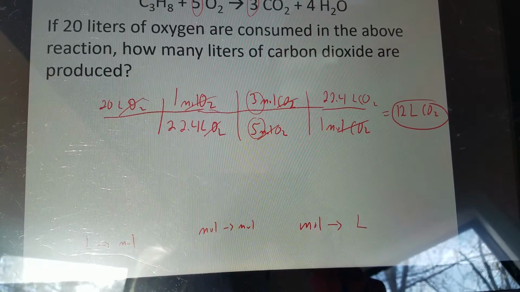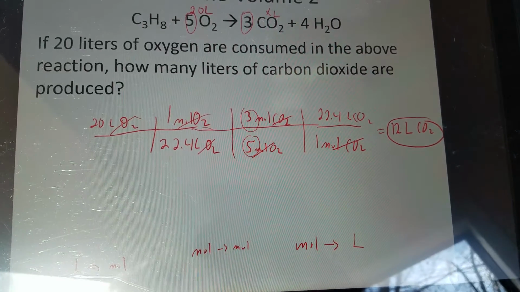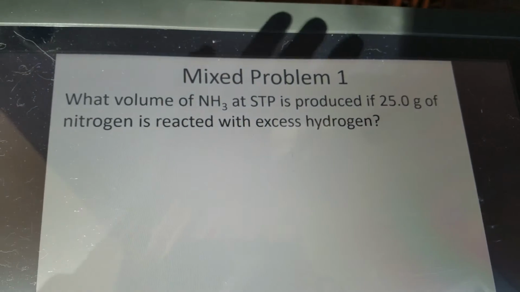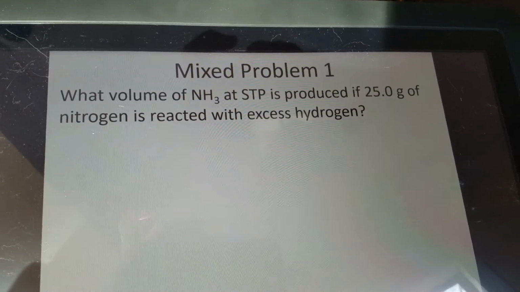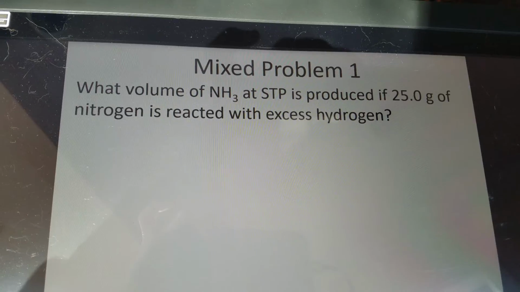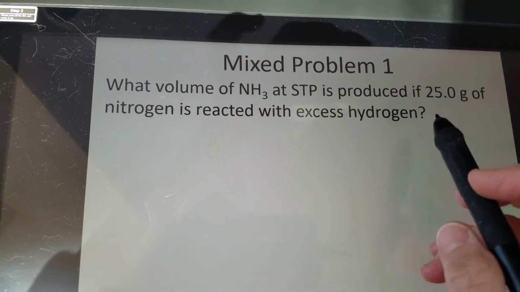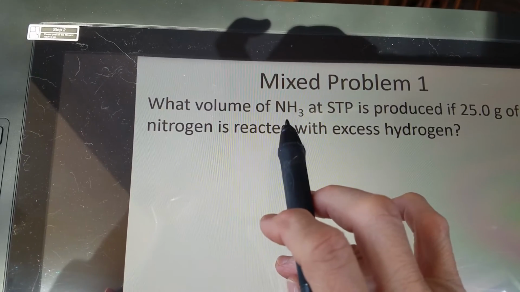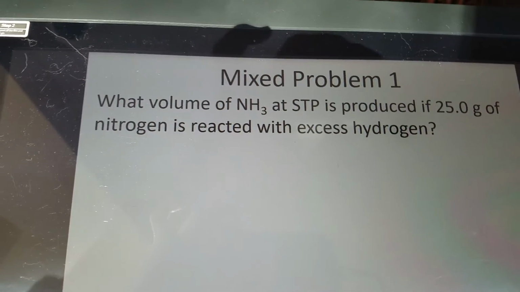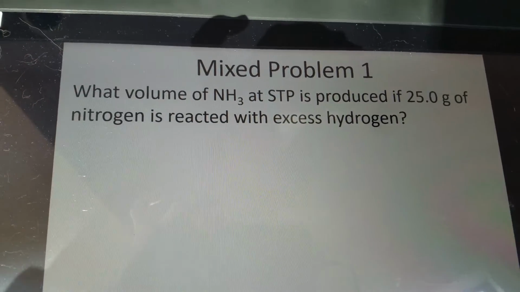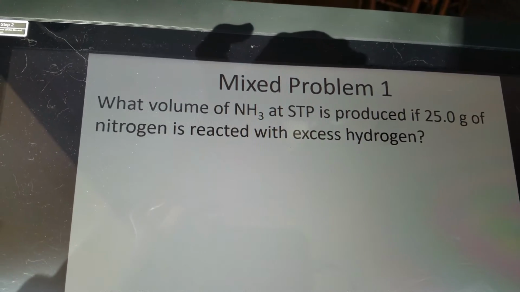So let's look at a problem where you are starting off with one kind of material of the substance. So this time we have 25 grams, or a mass, of a substance, and we're looking for the volume of a different substance. You're still going to use the same processes. You're just going to use different conversion factors because we have masses going to moles and we're going to have volumes going to moles. So in this case, let's go ahead and write our reaction.